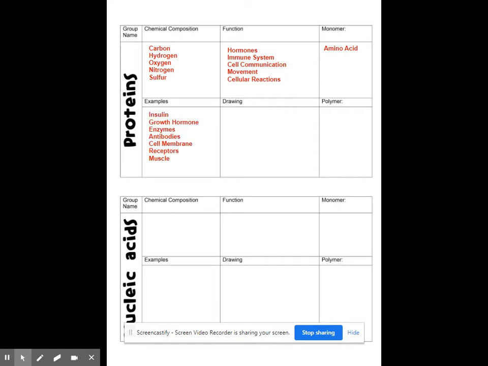Some examples of specific proteins, we have insulin, which is a type of hormone, growth hormone. Enzymes, we're going to do a lot about enzymes and how they are very specific to their function. Antibodies, those are proteins in your immune system that help get rid of pathogens and things that make you sick. Proteins are found in the cell membrane receptors to help with cell communication, or to help identify a cell. Muscles have lots of proteins in them. And the drawing here is a picture of an amino acid, and then we have the polymer. We call it either a protein or a polypeptide.